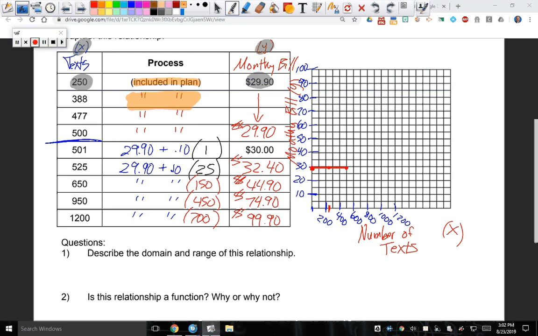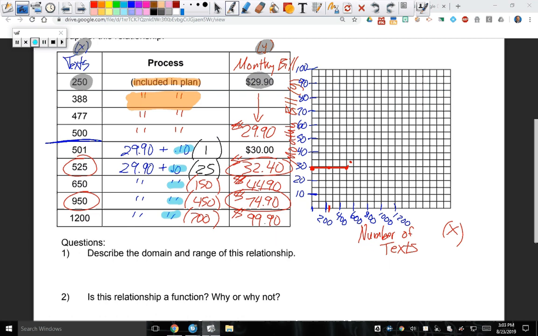Okay? Now we're going to draw the next parts to this graph. We're going to draw 501 at 30, which is really, really close. We're going to draw 525 at 3240. So 525 is about here, 3240 is about here. And yes, you can jump around because this is all linear. It's all growing at the same rate. So you know it's going to be a line because they're all growing at that 10 cents for each one.